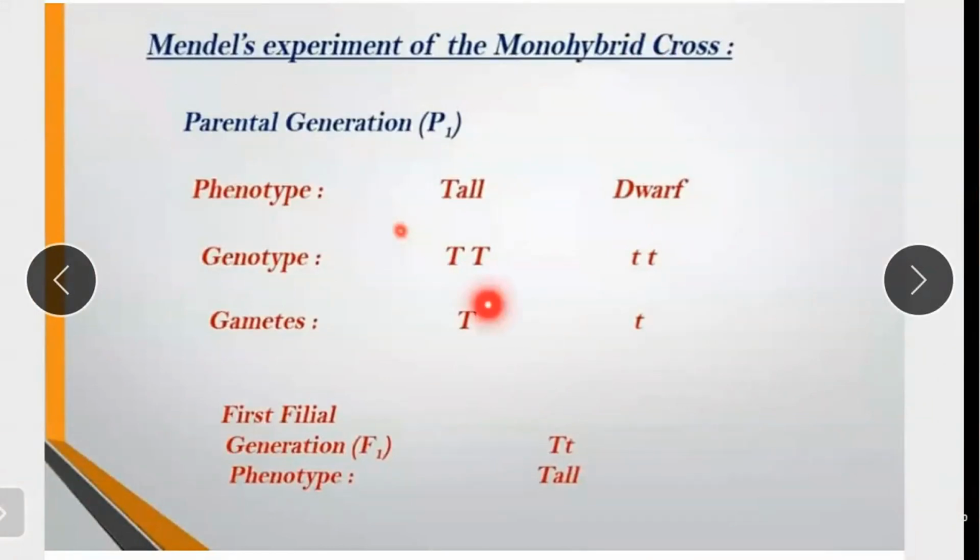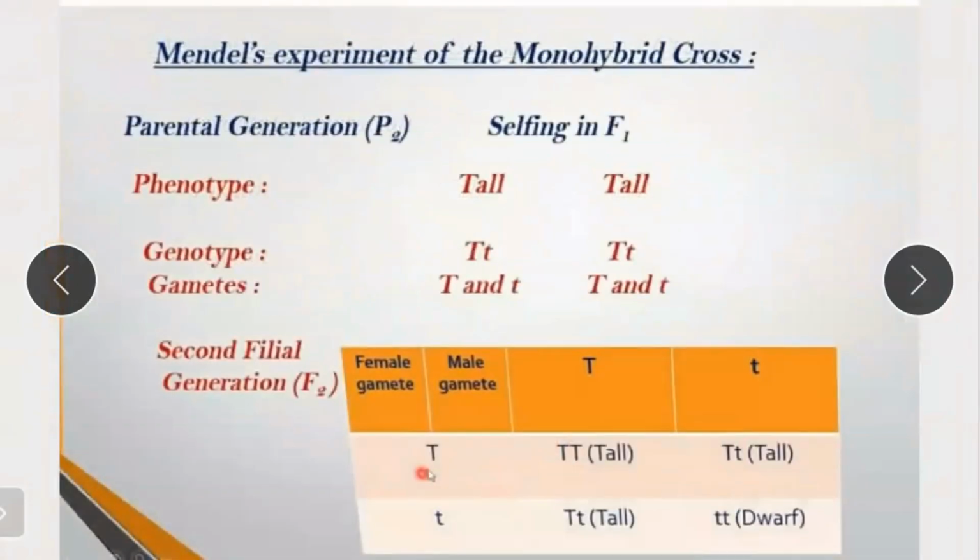These are the terms, T and small t, and the gametes which you are getting from here. So in the first filial generation, we get mostly tall plants. Then in the F2 generation, what is the phenotype? Tall, tall. In genotype, what is this? And these are the gametes.